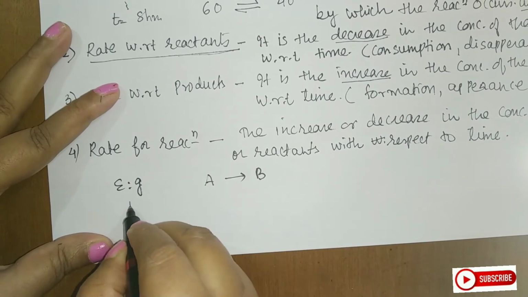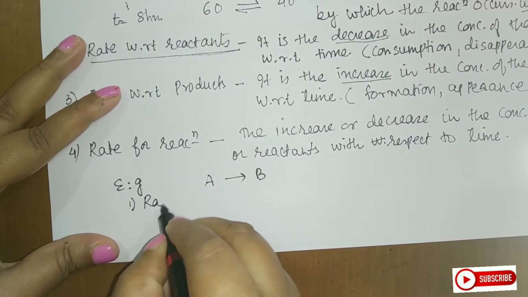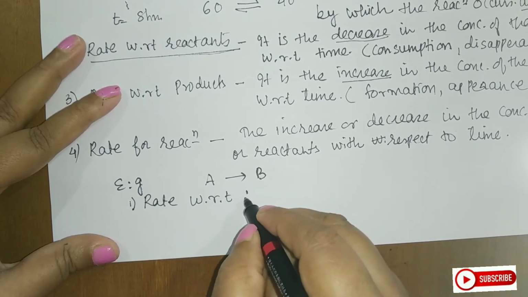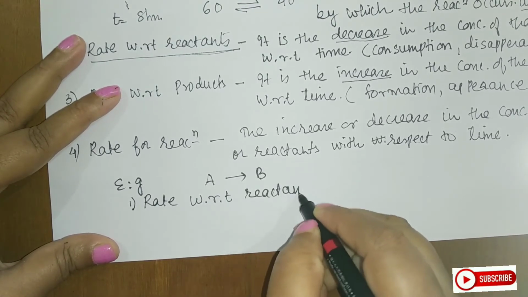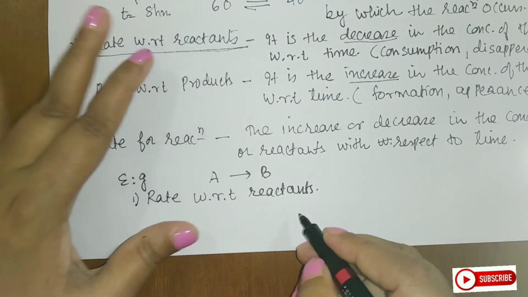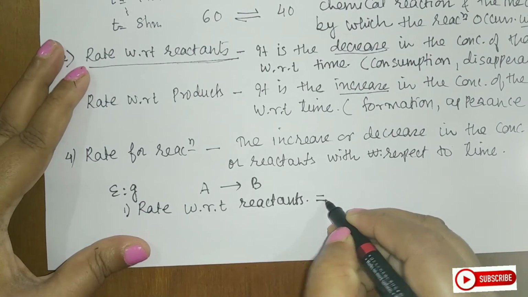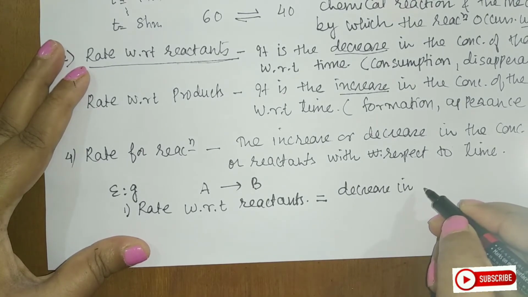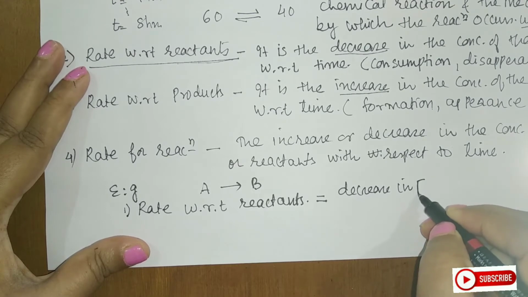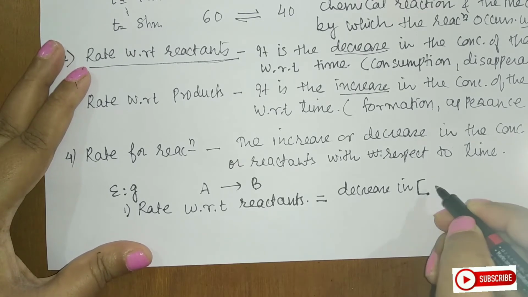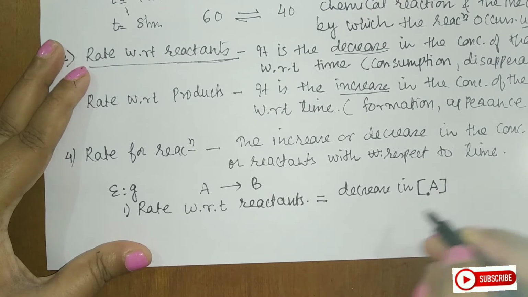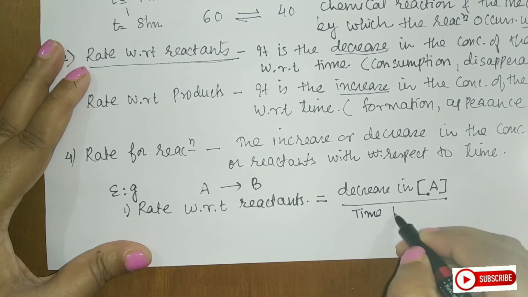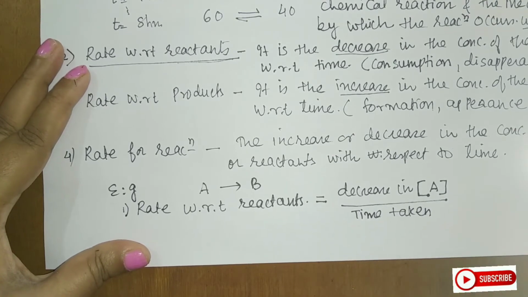So let us go for the first one, that is rate with respect to reactants. How I will write here is equal to decrease in the concentration. Now to denote concentration, I will use this type of symbol which we call active mass of A upon time taken, because it is with respect to time. So this is time taken.